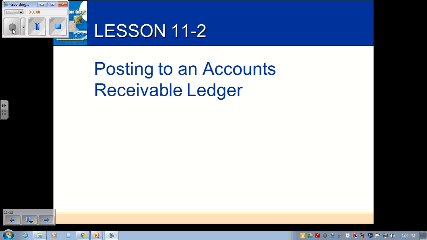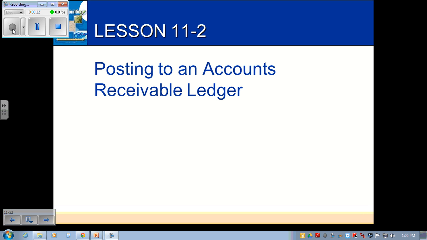This is Accounting 1, Chapter 11, Lesson 2. In this lesson, we're going to be posting to the accounts receivable ledger, just like we did in Lesson 1, where we were posting to the accounts payable ledger. Accounts receivable is whenever our customers have come in and they have charged things that they want to pay later.